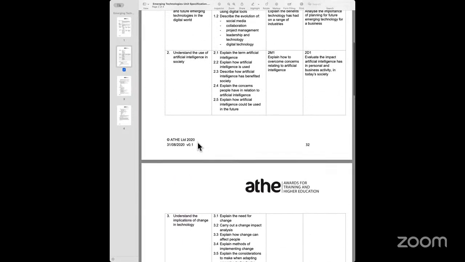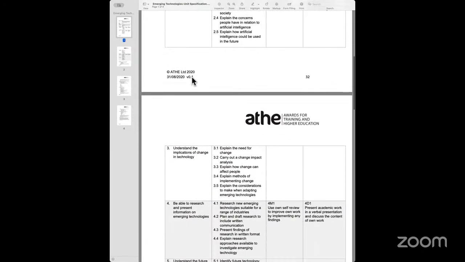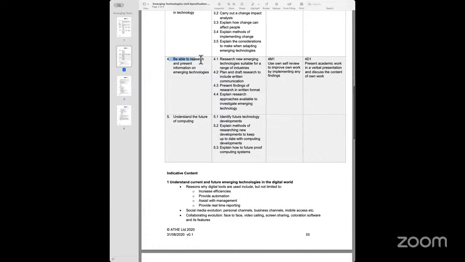So most of the learning outcomes in the unit are essentially understand, which is knowledge based. Only this one, which is research, we will be looking at. So there will be a small mini project to look at from a point of view of understanding why research is important, and this is something that we'll look at picking up tomorrow.